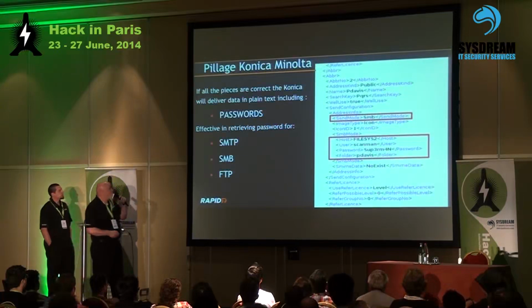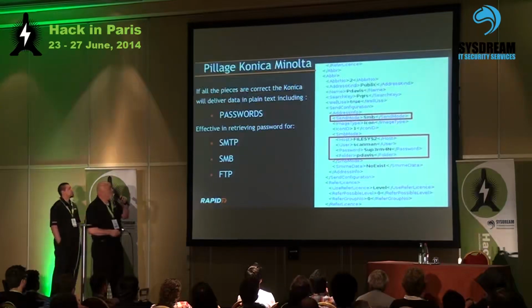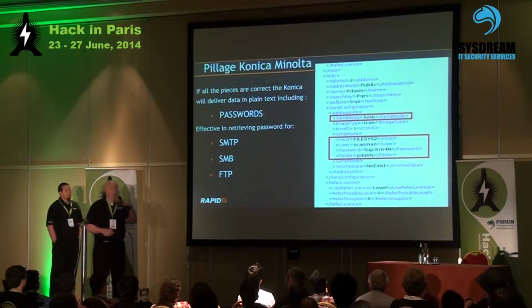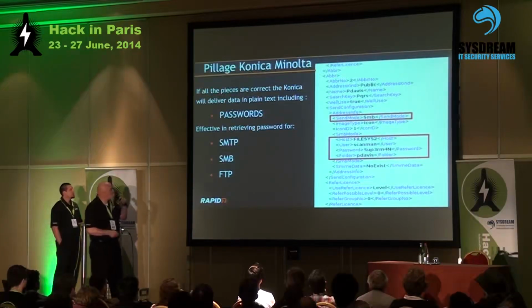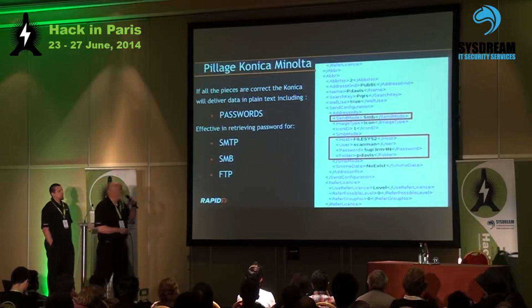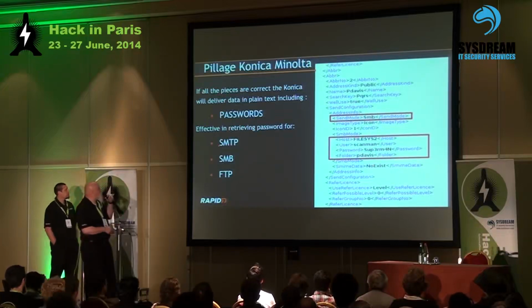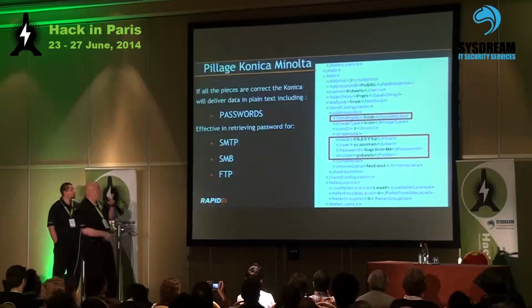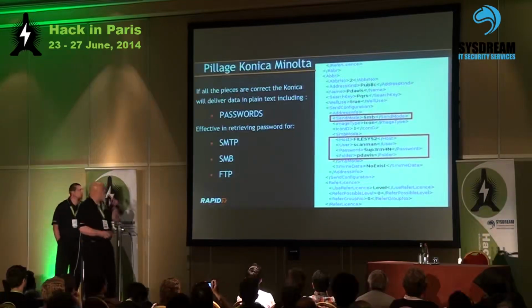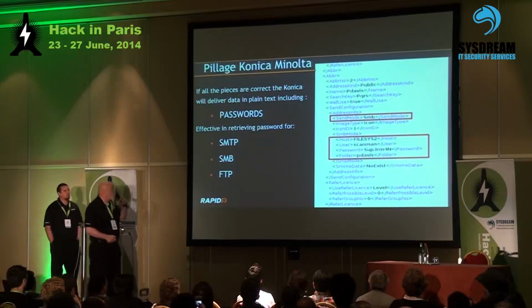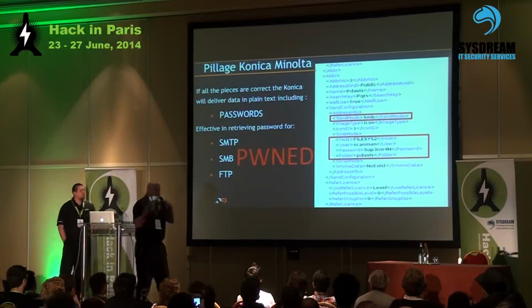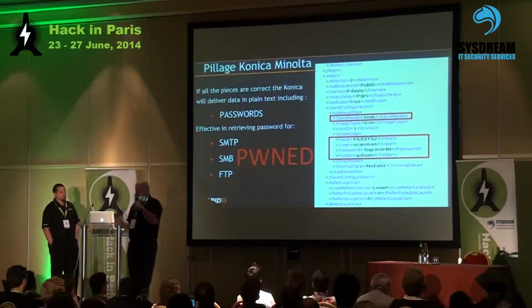In this case it's an SMB, so it's Samba, a Windows connection. It gives us the host name, the user name, the password in plain text, and the actual folder. The information returned within this SOAP message covers SMTP, for scan to email functionality, SMB, Samba, and also FTP services. So again, we are quickly able to own an environment by just requesting the information.